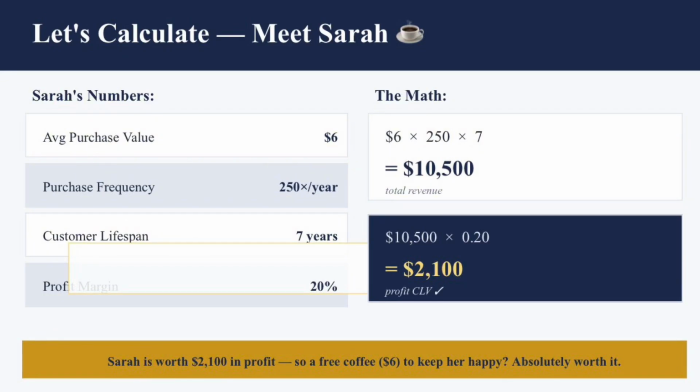Okay. So we multiply 6 times 250 times 7. That comes to $10,500 in total revenue. Now multiply by a 20% profit margin, 10,500 times 0.2, and we get $2,100. So Sarah's CLV is $2,100 of profit. Okay, now think about that.